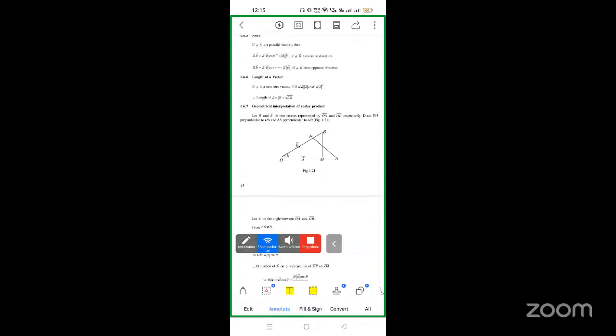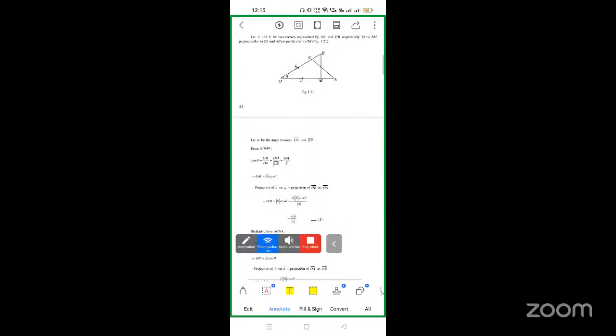Geometrical interpretation of the scalar product. Let A bar and B bar be two vectors represented by OA and OB bar respectively. Draw BM perpendicular to OA and AM perpendicular to OB, as shown in the figure. Let theta be the angle between OA and OB. So this is the theta, the angle between OA and OB.